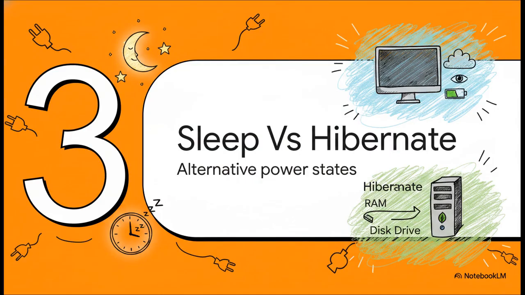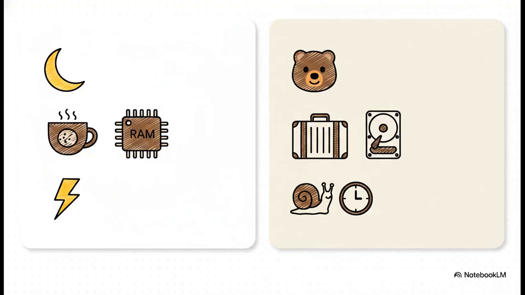Part 3. Sleep versus hibernate modes. Let's figure out when to use which power state. So, sometimes you don't actually need a full shutdown. Let's say you're just stepping away from your desk for a bit. That's where alternative power states come in, and the difference between them is actually super relatable. Sleep mode uses just a tiny bit of power, saves your current work to the RAM, and wakes up almost instantly. It's perfect for a short coffee break.